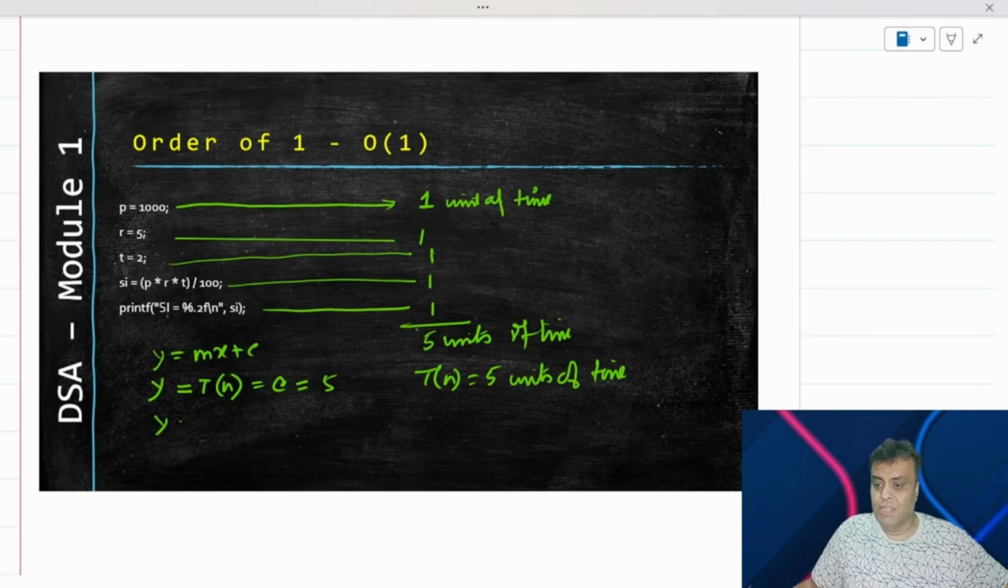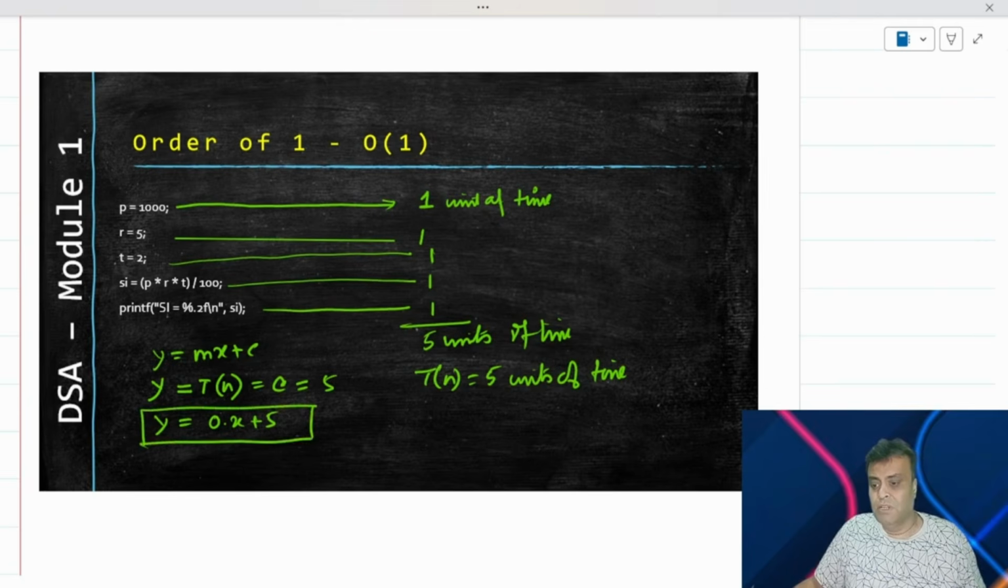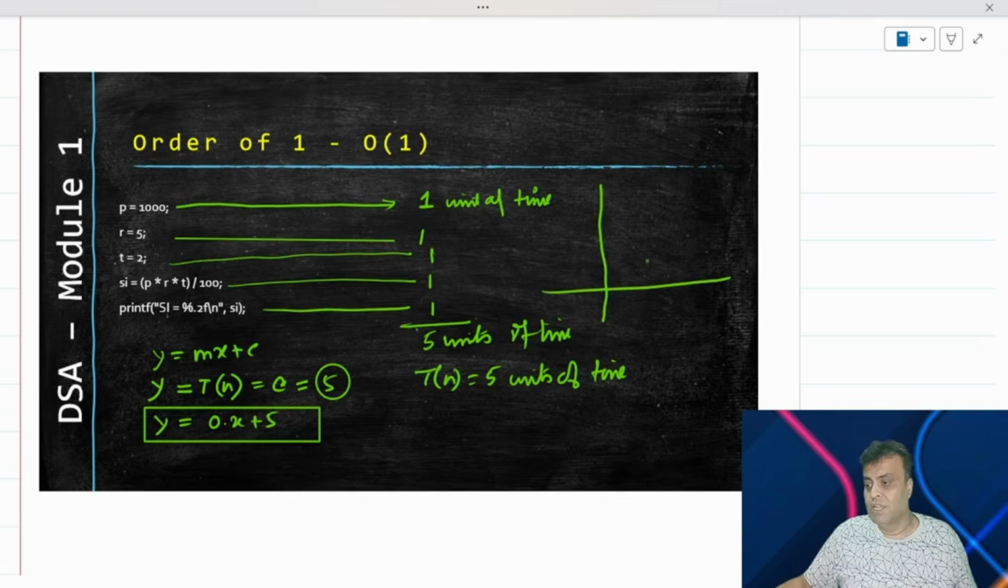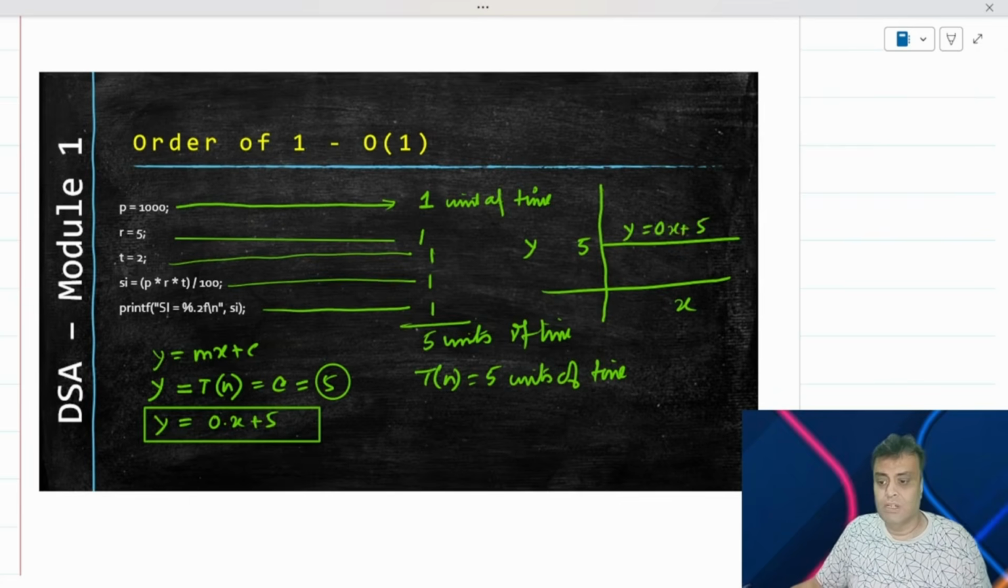Can I therefore say y is equal to 0x plus 5? This is what this particular algorithm will follow, isn't it? Because you have 5 as the intercept of the y equal to mx plus c curve, right? And you have 0x as the slope. So aren't we talking about a curve which looks like this? What is this? Y equal to 0x plus 5. 0 is the slope of the curve, right?